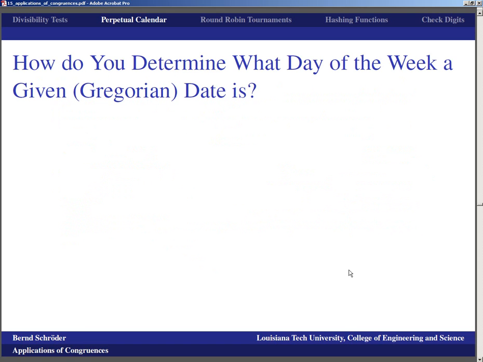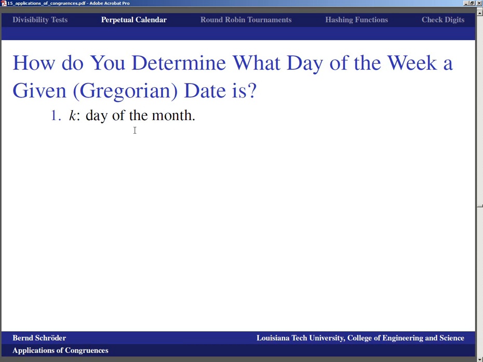Okay, so now the vaudeville act behind that is, how do you determine what day of the week a given Gregorian date is? So you now have to go with the Gregorian calendar, which is named after Pope Gregory. And well, what do we do?